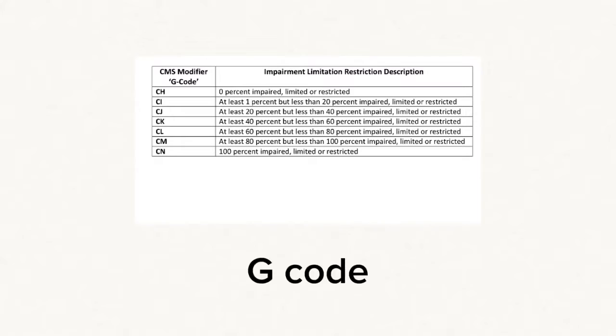Another score that we get from the AMPAC forms is the G-code. The G-code is used for therapy reporting for Medicare claims. Medicare uses these claims in order to identify the level of functional impairment of the client. For example, Andrea resulted with a G code of CK, and this means that she is at least 40% but less than 60% impaired, limited, or restricted.